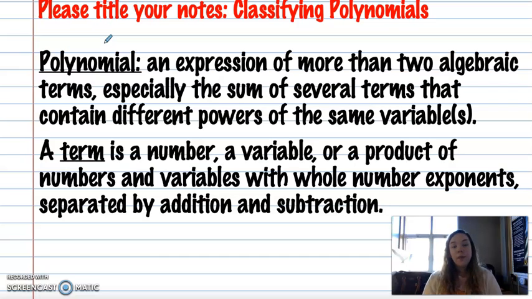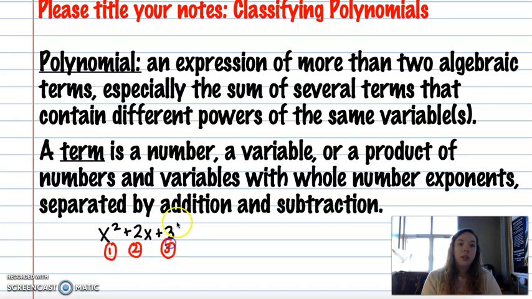A term is a number, a variable, or a product of both separated by addition and subtraction. So, for example, if I had something like this, x squared plus 2x plus 3, this would have 1, 2, 3 terms, and this whole thing would be considered a polynomial. Okay, so again, feel free to pause if you need time to write this down and or catch up.